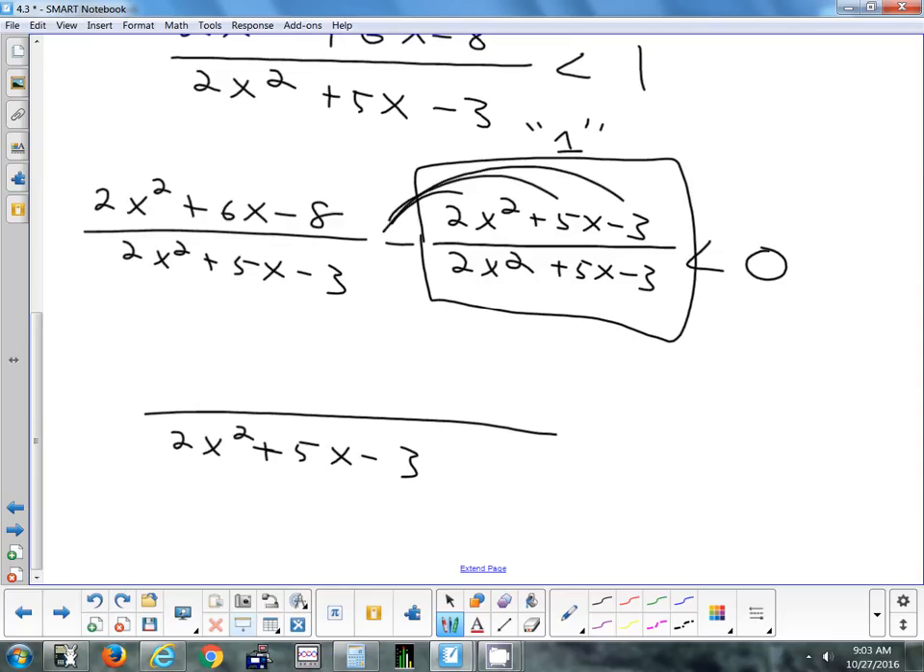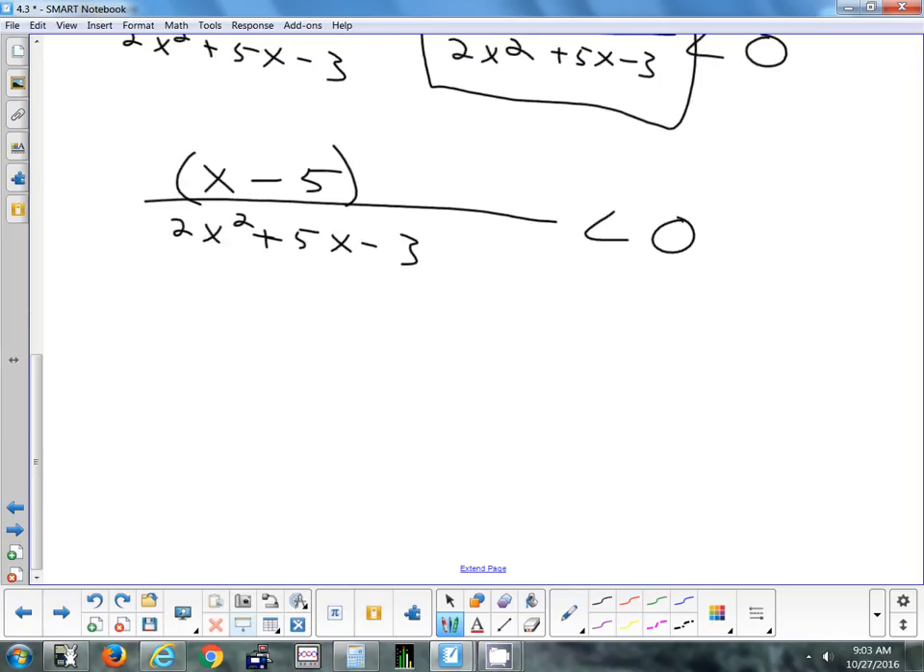So let's go through it. What's 2x squared minus 2x squared? All right, so that's gone. What's 6x minus 5x? And what's negative 8 minus 3? Negative 5. So the top is already factored. Okay, when you use the sign chart method, you have to get linear factors. There's 1. And I think the bottom we already factored earlier.